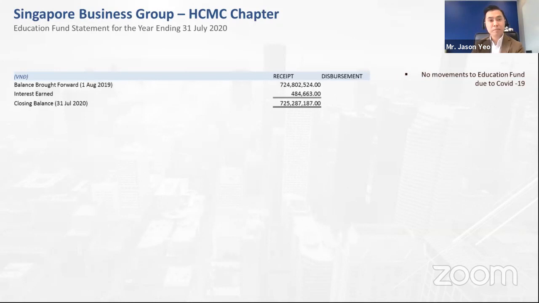Now, for our education fund, in view of COVID-19, we did not organize events for the last fiscal year, and the closing balance is 725 million. Now, at this moment, I would like to ask if any member would like to propose on the financials. Just post on the chat if you would like to propose.